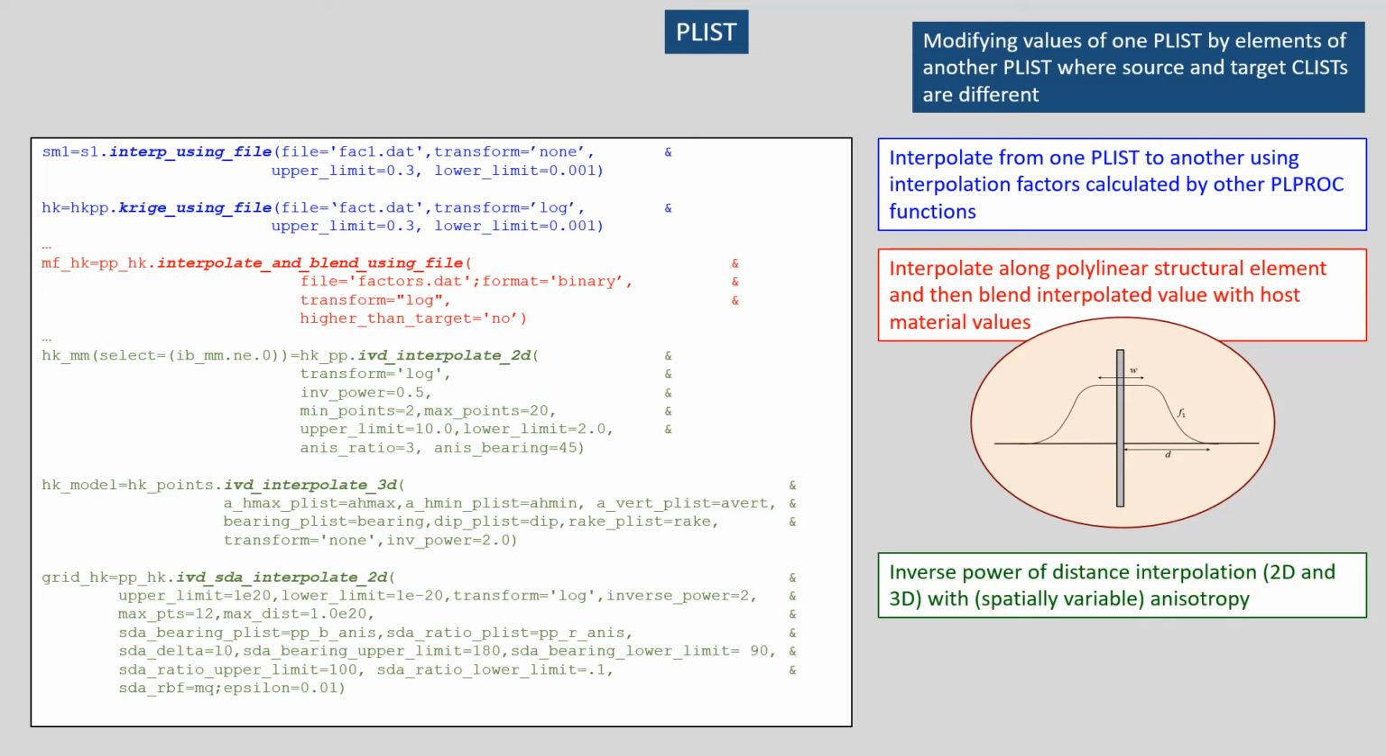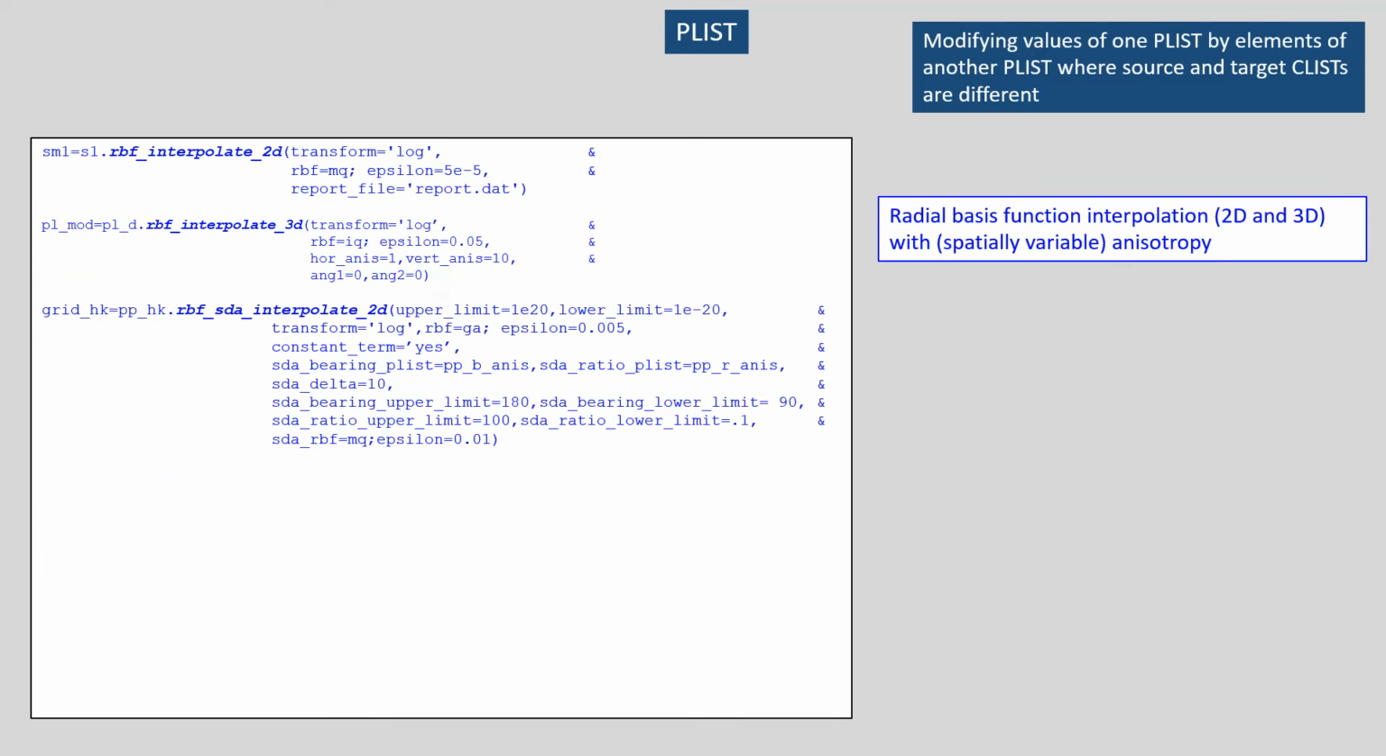PLPROC undertakes inverse power of distance interpolation in 2 and 3 dimensions, but it does this in a way where anisotropy can vary in orientation and magnitude throughout a model grid, so it's anisotropy aware 2 and 3 dimensional spatial interpolation. PLPROC can undertake interpolation once again, taking into account anisotropy and possibly spatially variable anisotropy, this time using radial basis functions.